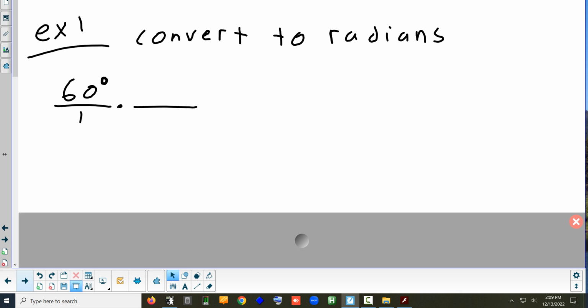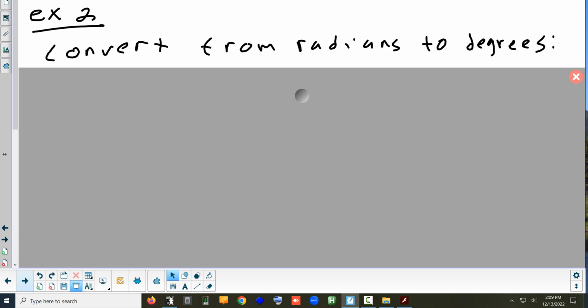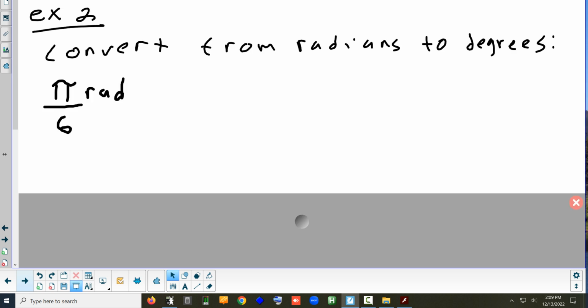Where would degrees go? In the bottom, because when you have the same thing in the bottom and the top of the fraction, it cancels. So degrees is going to go in the bottom. Radians is going to go in the top. What number did I say to always think of when you think degrees?